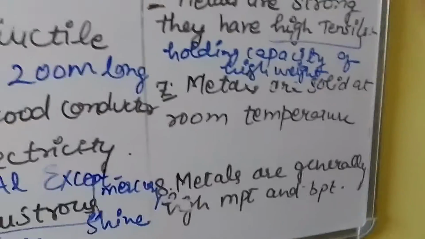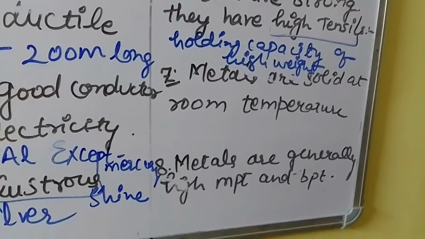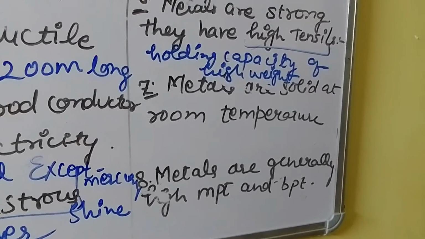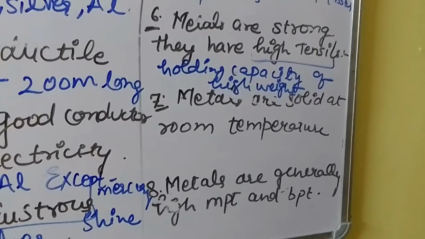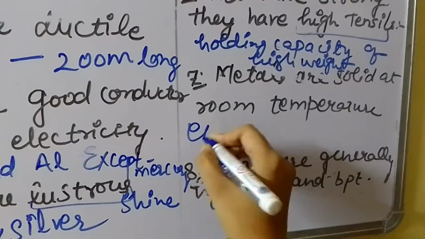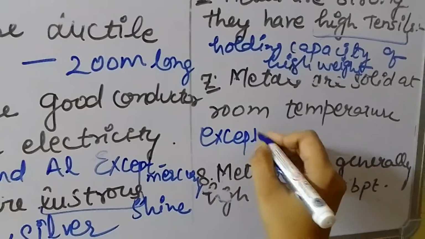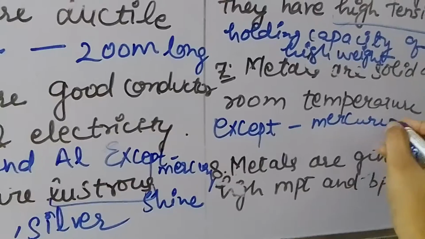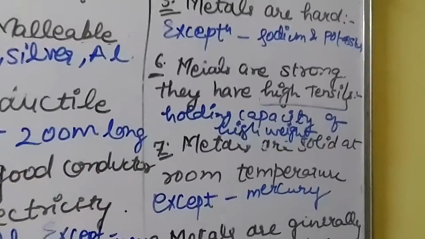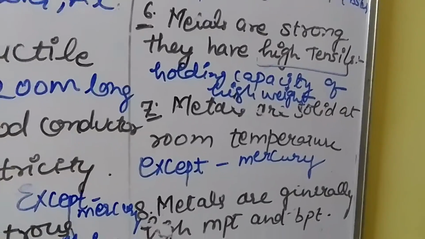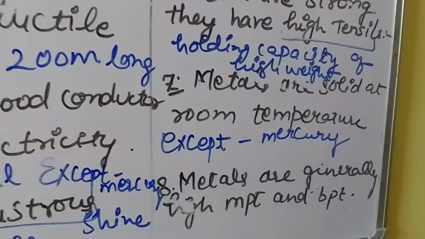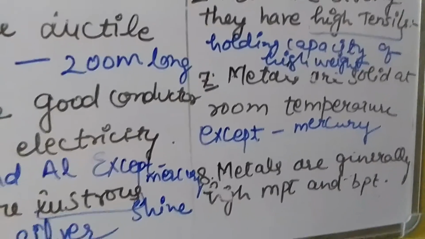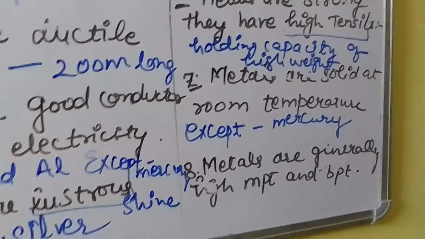So let's talk about another topic, which is that metals are solid at room temperature. I already told you metals are solid at room temperature, but there is an exception. What is this exception? The exception is mercury. All the metals are solid at room temperature except mercury. Mercury is a liquid at room temperature.